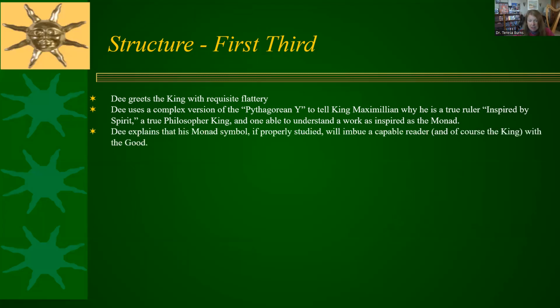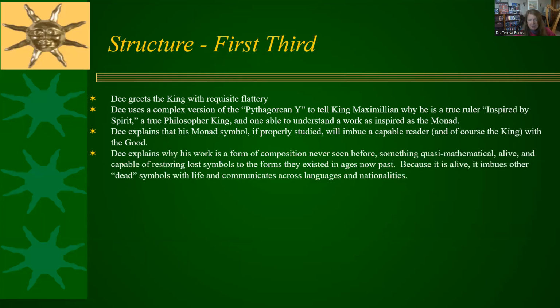Because Dee is going to explain that his monad symbol, if properly studied, is going to imbue a capable reader, and of course the king is a capable reader, with the good, with the bonitatis. He also is going to tell us that this is a kind of composition never seen before, and I'd say maybe never seen since either. It's quasi-mathematical, it's alive, it's capable of restoring symbols that are long gone back to life. Because it's alive, it also will imbue other dead symbols with life and communicate across languages and nationalities.